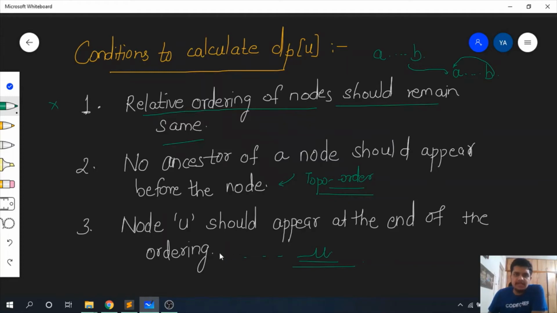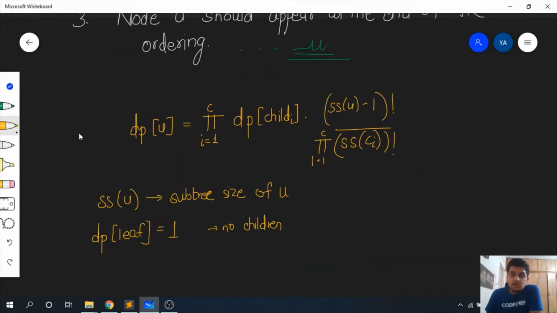Now let us see what the DP expression will turn out to be. This DP expression is obtained by intuition, and I will also try to give a small proof for it. So let us see what the DP expression is. We get the following expression from observation and intuition. So let me show what this expression is.